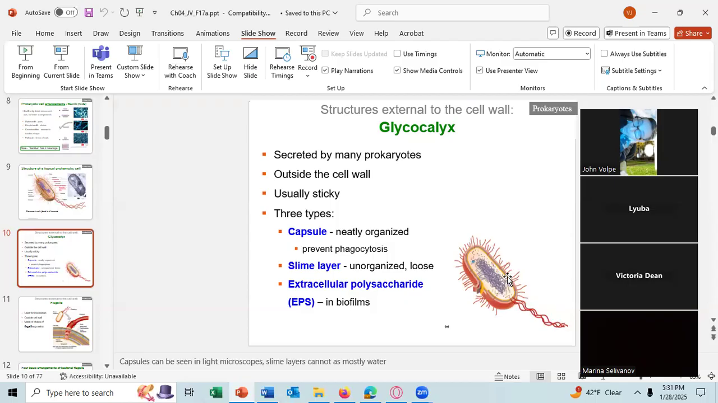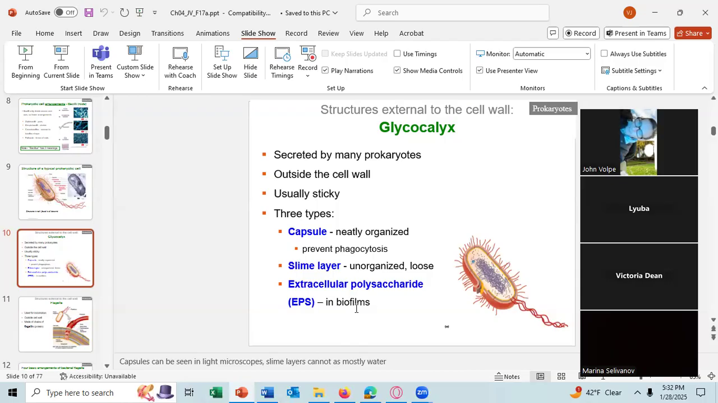There's a third type of glycocalyx, and that is only found in biofilms. This glycocalyx is an extracellular polysaccharide, which is secreted by the cells of the biofilm. And it's actually this extracellular polysaccharide which makes the biofilm. The biofilm is something secreted by the cells that encases the cells within the biofilm.